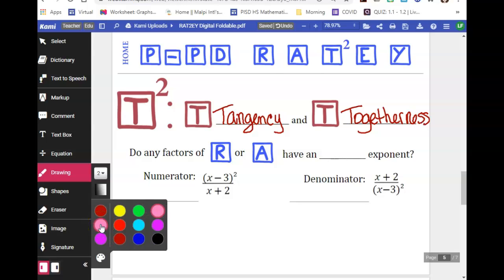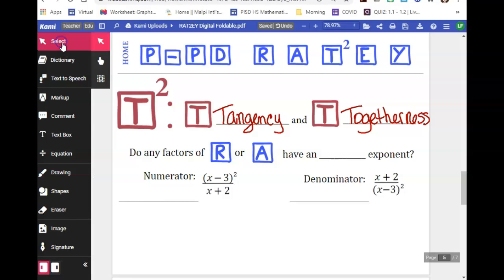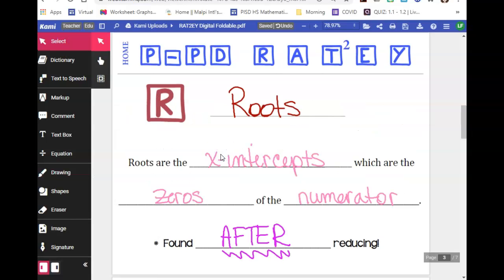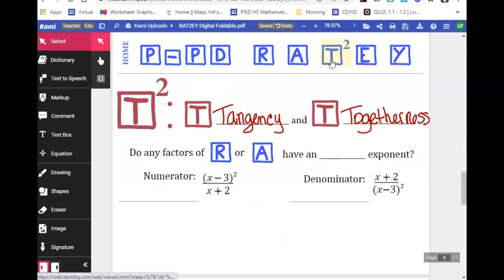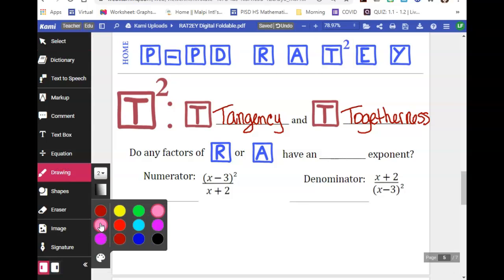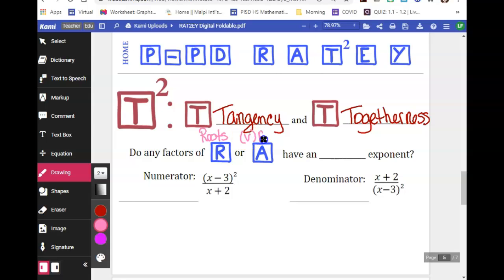So it says, do any factors of R or A have a blank? Okay, so what was R? R was the roots, right? We were on T. What was A? A were the asymptotes. We were on T. So you can jump around like that. So the R is roots. A is our vertical asymptotes. Okay, and basically numerator and denominator, right? The roots come from the numerator, asymptotes come from the denominator.